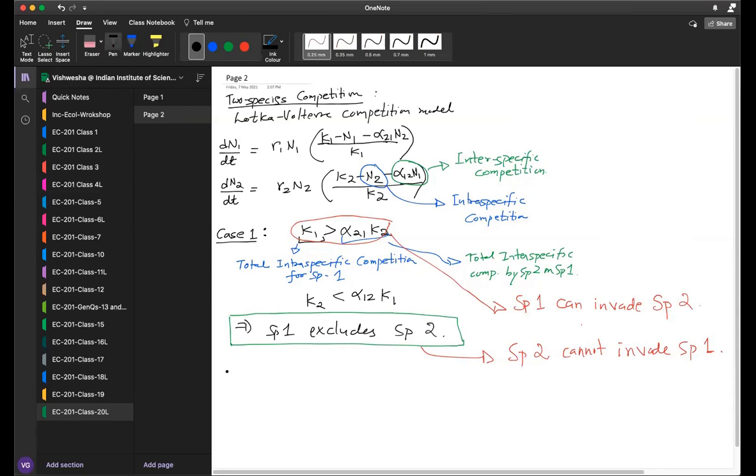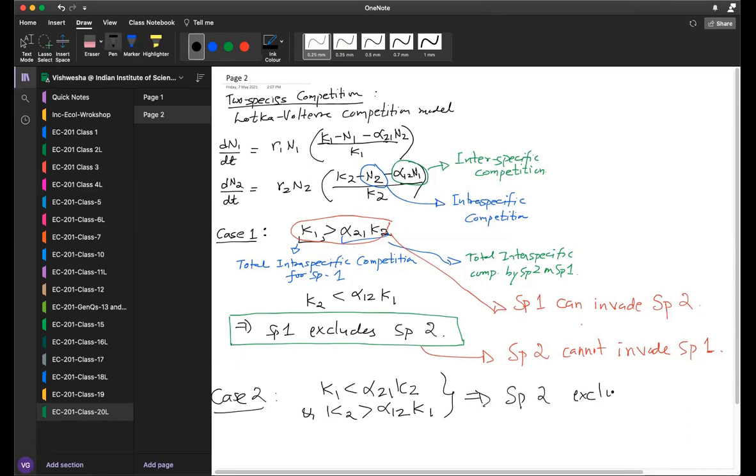So we can likewise write case 2, which is the converse of the above, right? Which will lead to K1 less than alpha 2 1 K2 and K2 greater than alpha 1 2 K1. What would that lead to? Species 2 competitively excludes species 1.